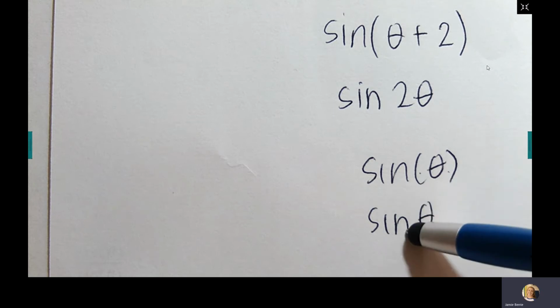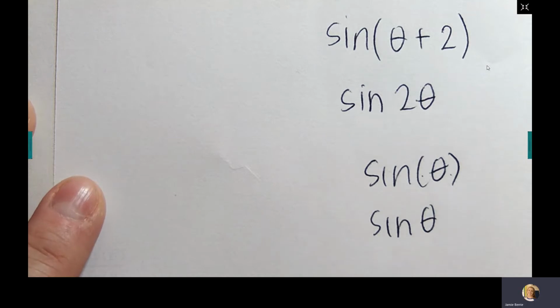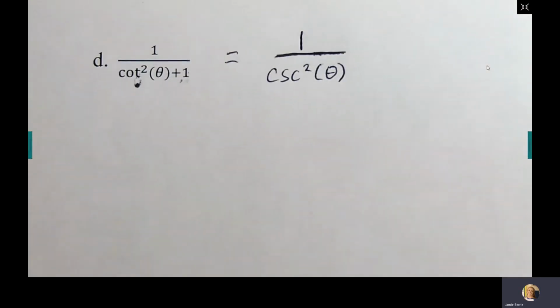So don't stress over the parentheses right now. We really get into the parentheses when we get to product to sum and sum to product identities, which is in section 8.3. So we'll have plenty of time to talk about when I do parentheses, when I don't have to worry about parentheses. All right, so back to our problem.